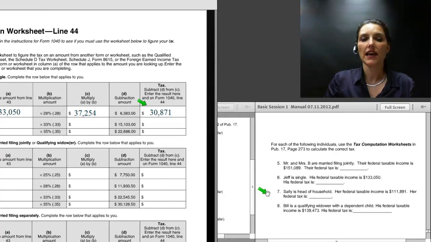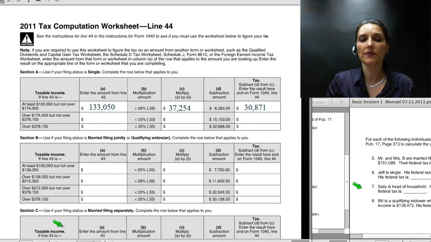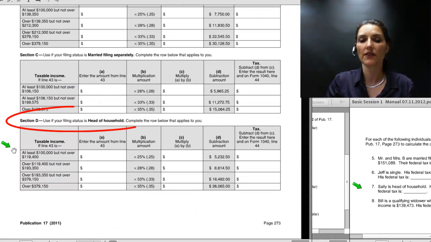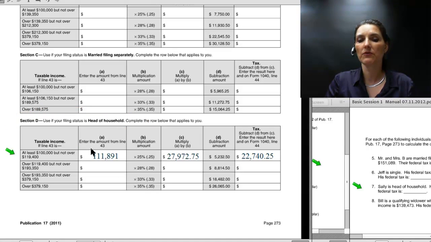We multiply that by the tax bracket for a single filer at this income level. That's 25%. And we get $27,972.75. Next, we subtract out the amount of tax that is calculated on the first $100,000 of income, and that is $5,232.50. And we're left with the final answer. The amount of tax to enter on line 44 of Sally's Form 1040 is going to be $22,740.